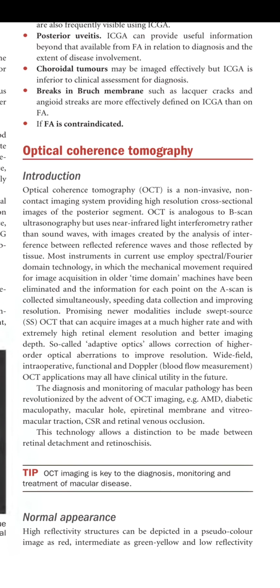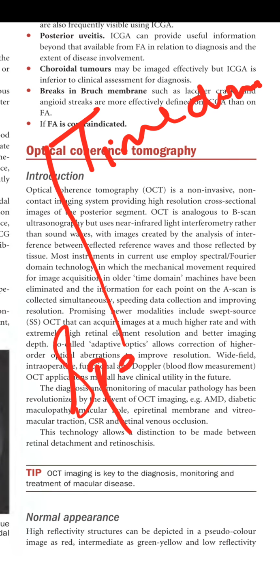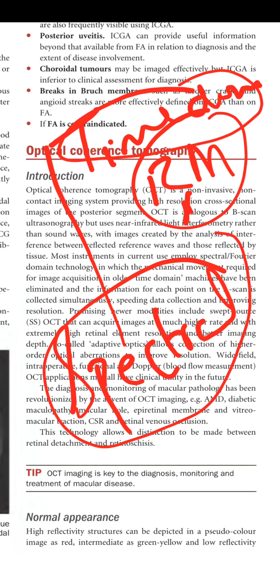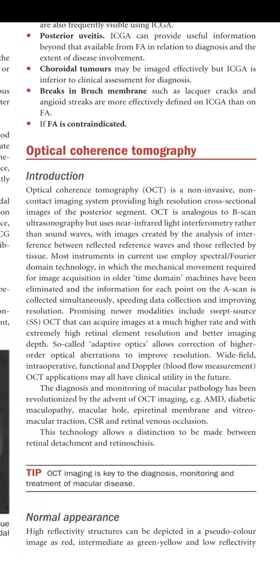So there are two types of OCT. First, there was an older version, which was the time domain OCT, and now the new OCT machines are the spectral or Fourier domain OCT. There is a reference mirror. Basically, in a time domain OCT, the reference mirror stays constant, whereas in spectral domain and Fourier domain OCT, the reference mirror does not need to move. So that is why now the data can be collected simultaneously, speeding data collection and improving resolution.